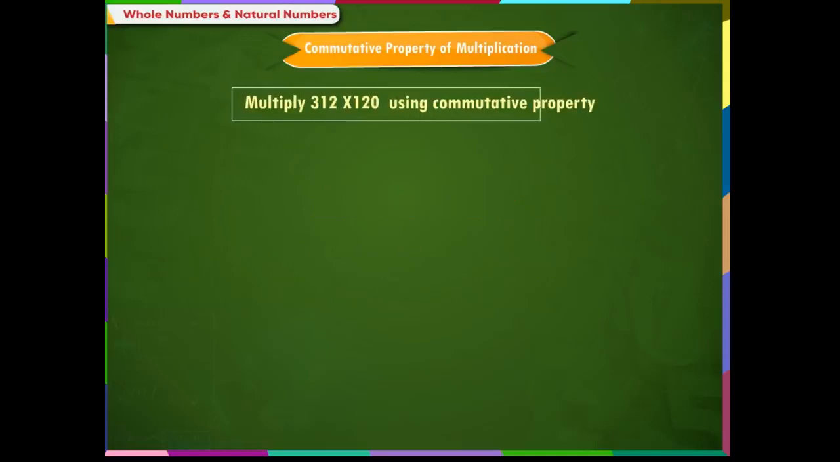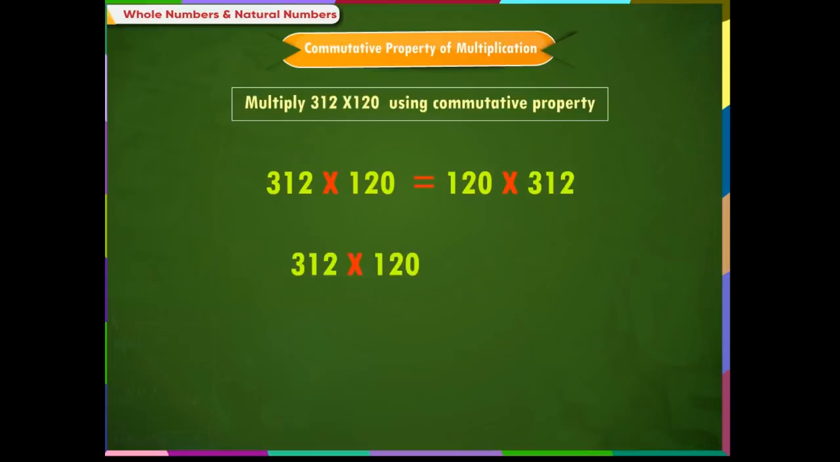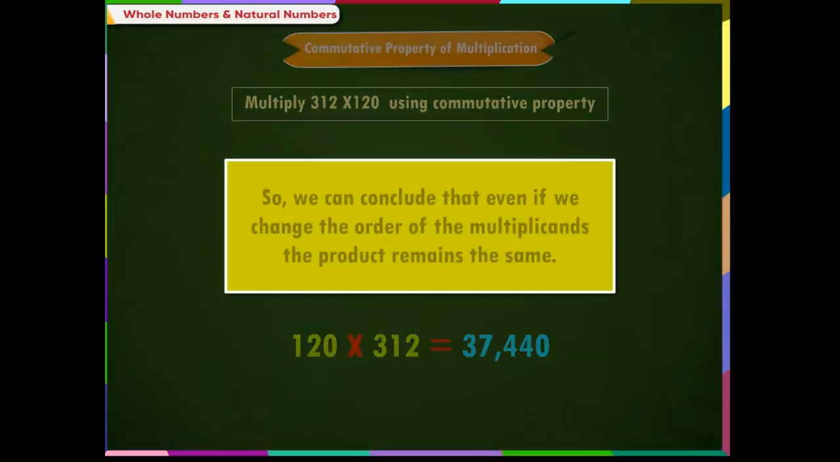Let us take an example. Multiply using the commutative property. 312 into 120 is equal to 120 into 312. 312 into 120 is equal to 37,440. 120 into 312 is equal to 37,440. So, we can conclude that even if we change the order of the multiplicands, the product remains the same.